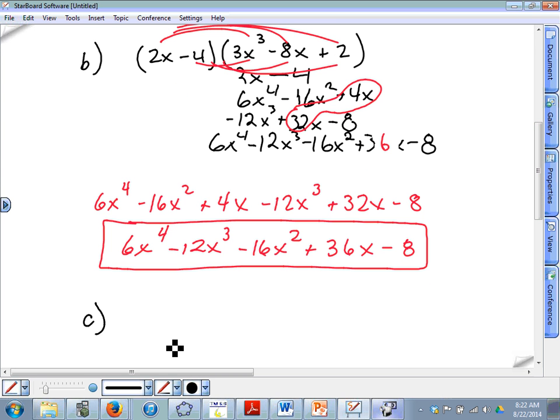Now, let's try this one. This is a special product. There's not really anything special about it, but they just call it a special product. What about something like 3x minus 4 squared?